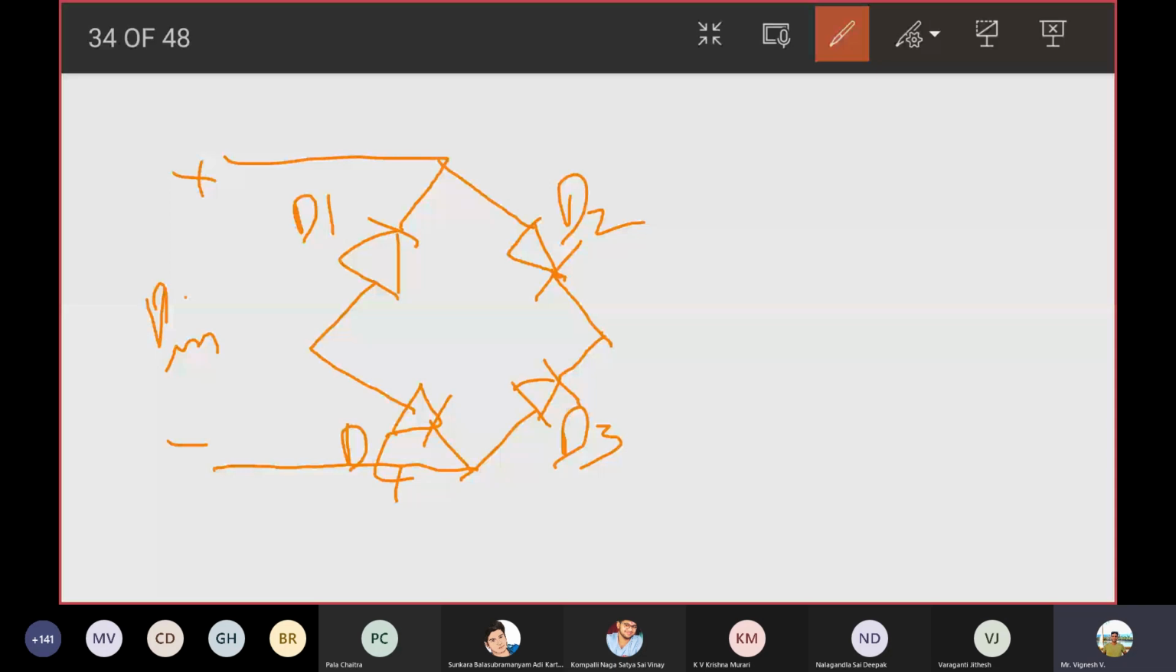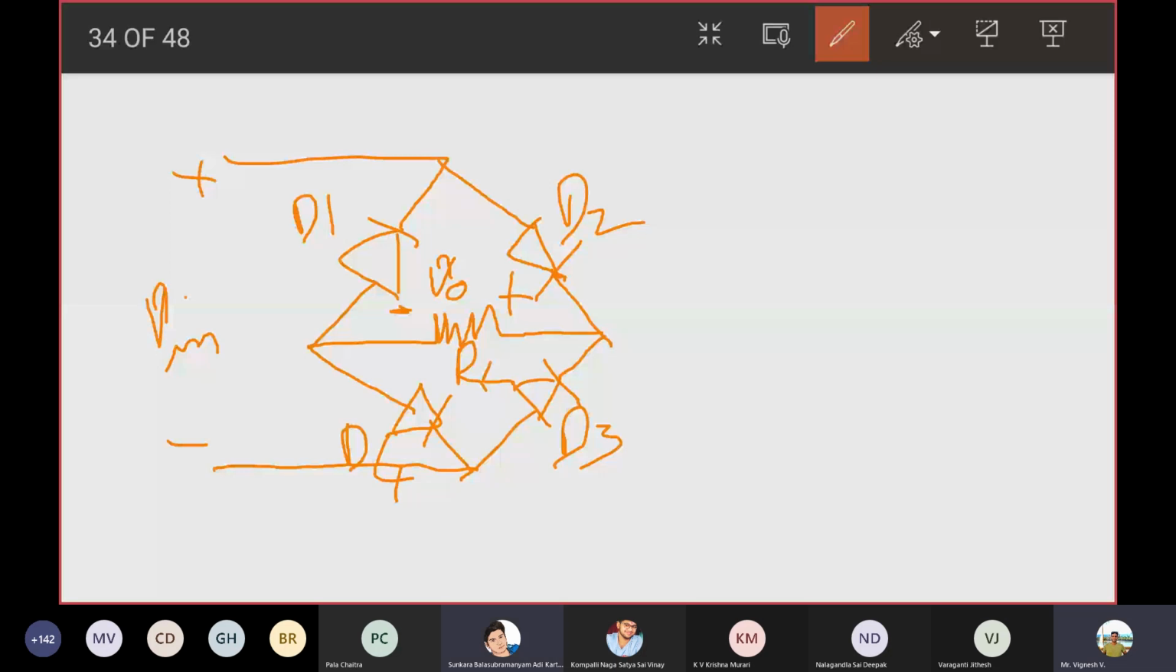I hope you're copying down the circuit. Please copy down. Have you copied down? Shall I explain this? I'll probably give you another 30 seconds.